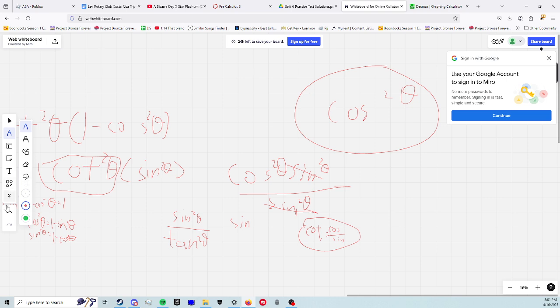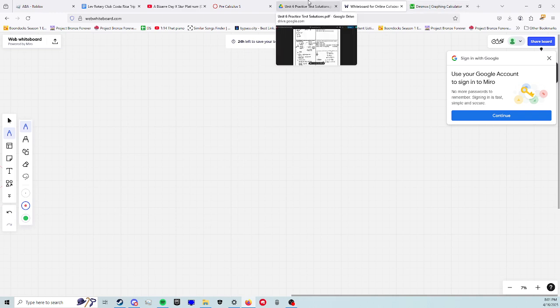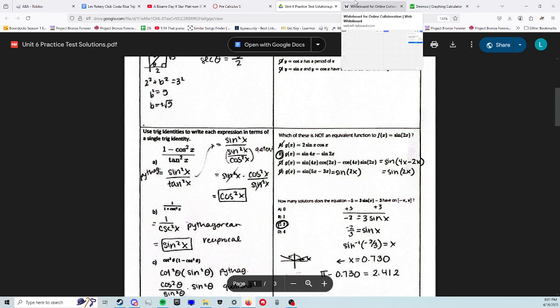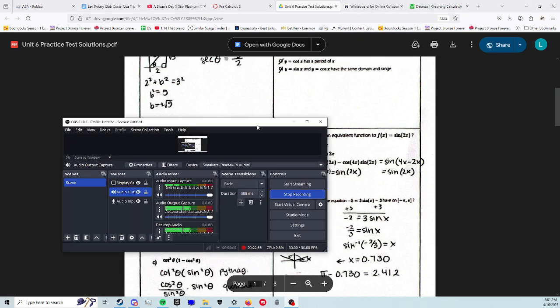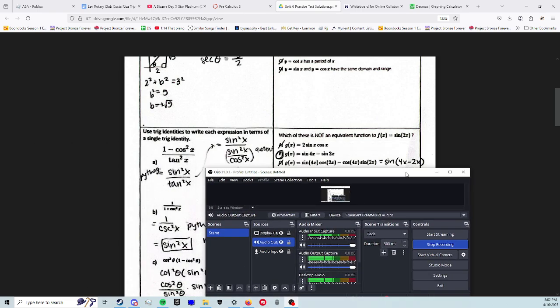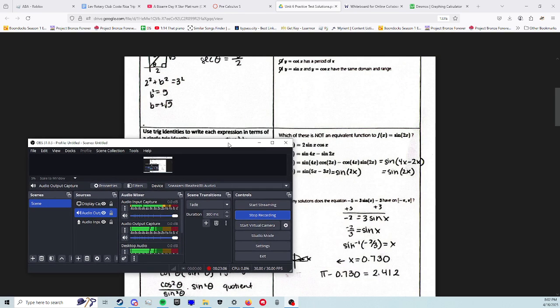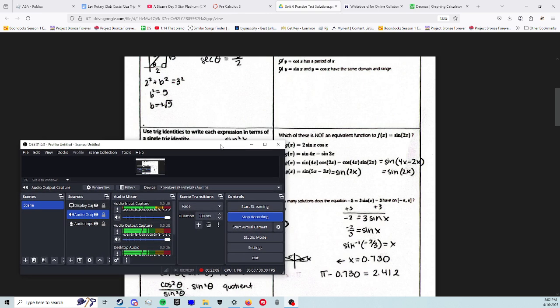Okay. Let's see. Which is the next problem? Which of these is not an equivalent function to f of x equals sine 2x? This is going to seem crazy, but I'm going to tell you to look again at your white sheet, which has all of this information. So if you look at your white sheet, specifically the double angle identities.